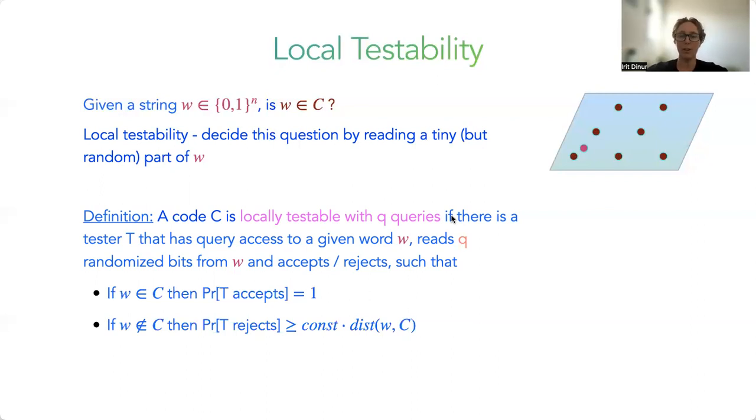So the best thing we can hope for is that we're going to catch W not being in C with probability that's proportional to how many bits got flipped. So we measure here on the right the distance of W from the code. And we want this to be a lower bound to the probability of rejection. That's kind of being a strong locally testable code. And the number of bits that the tester reads, Q, is the locality of the tester. And if we manage to get something like that, then our code is called a locally testable code.